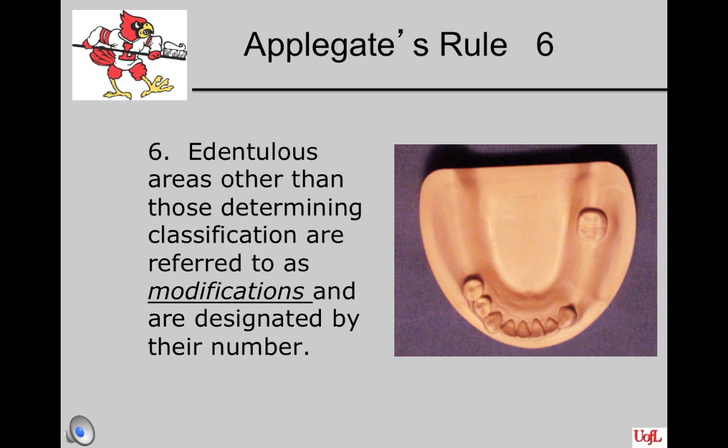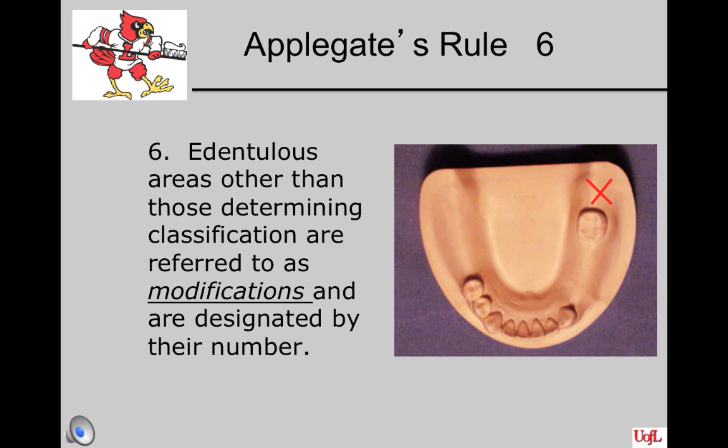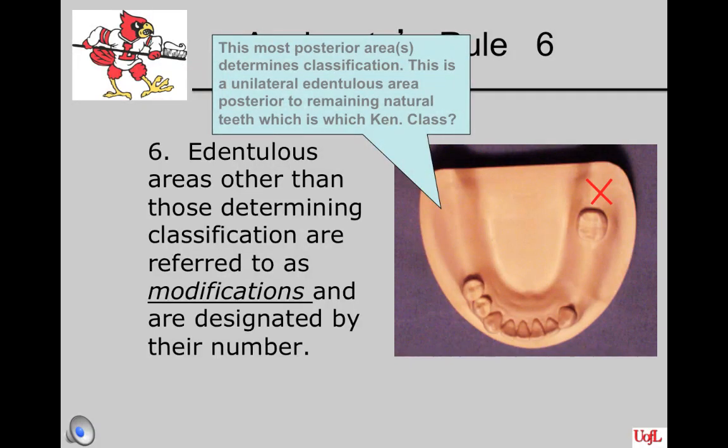Rule number 6. Edentulous areas other than those determining the classification are referred to as modifications and are designated by their number. If we look at this arch on the left, we first say, okay, we are not replacing third molars. Therefore, that little edentulous area back there is not considered in the classification. Ignore it. So, when we also take our rule, the most posterior edentulous area determines the classification, this becomes a unilateral edentulous area posterior to the remaining natural teeth, which is a Kennedy Class 2.